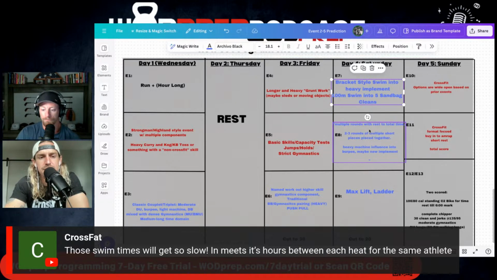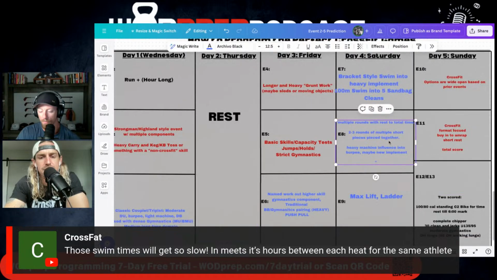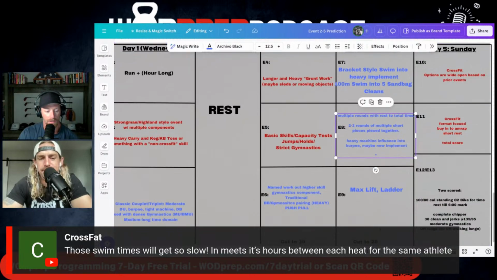All right, then we have multiple rounds with rest. So something like a 3-2-2, heavy, maybe a machine buy-in into moving an implement down the field, or into a max amount of reps, short rest, and then repeat. Right. Yep. Cool. Then we have max lift or ladder.